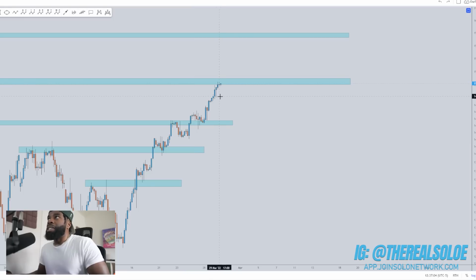So what does that mean for this? It can be either or. Price can break out, come back, and then continue up, or price can create this momentum and then shift the other way, and then we can look for that sell. So we got to be aware of that.